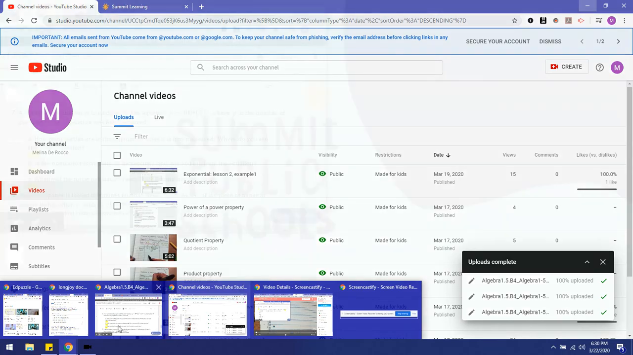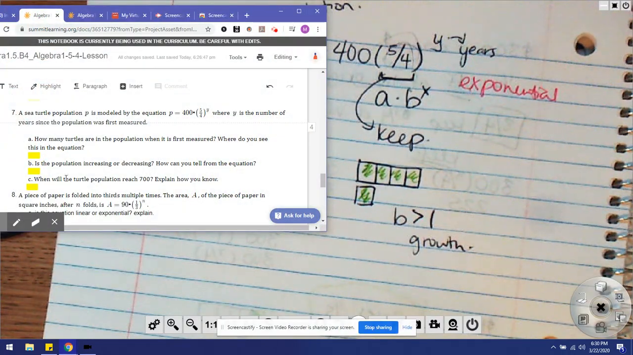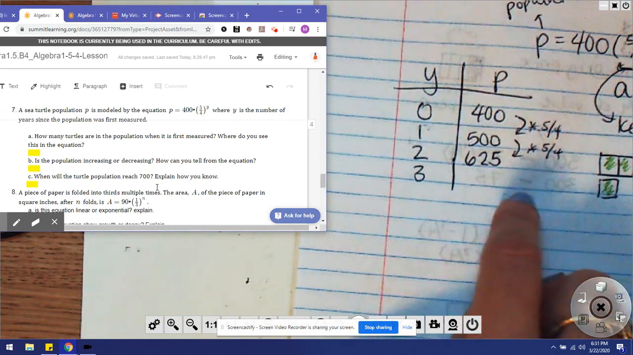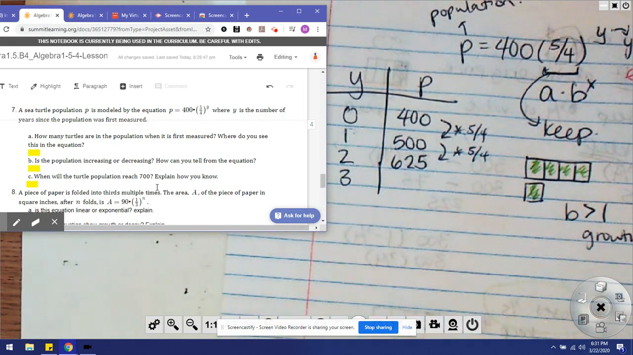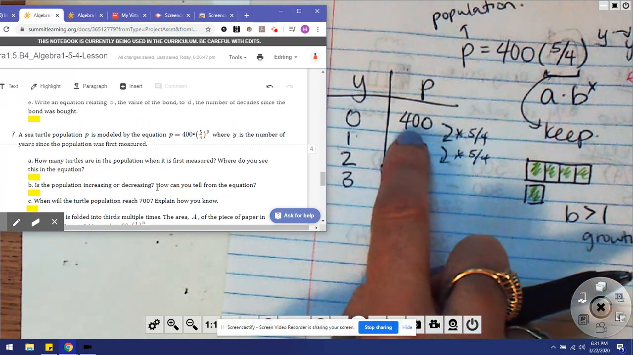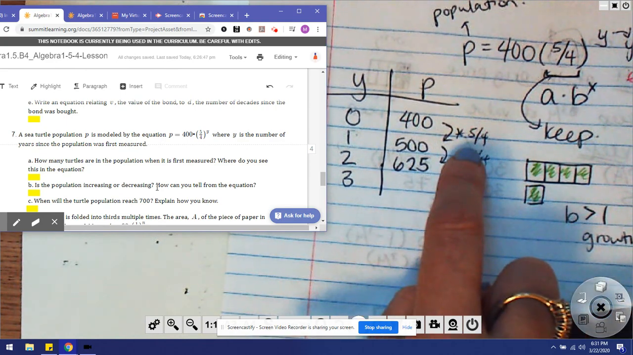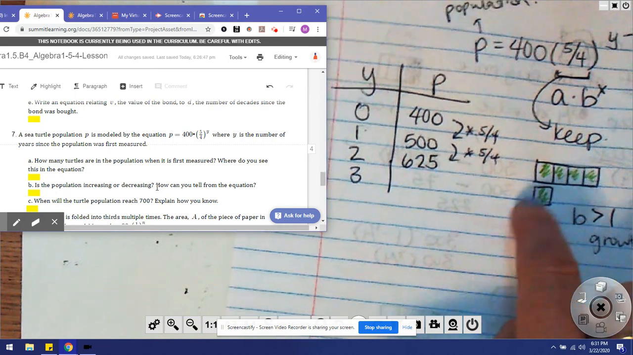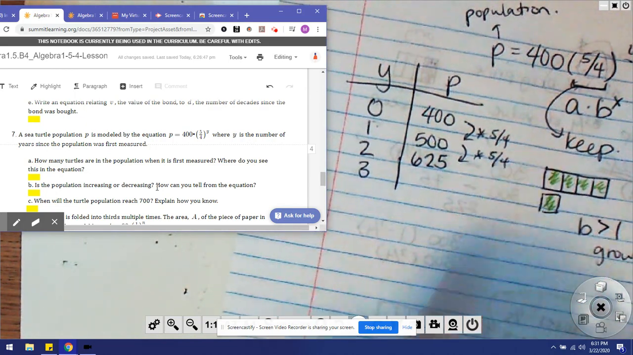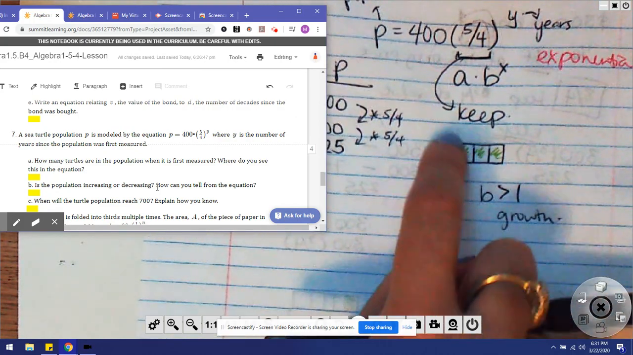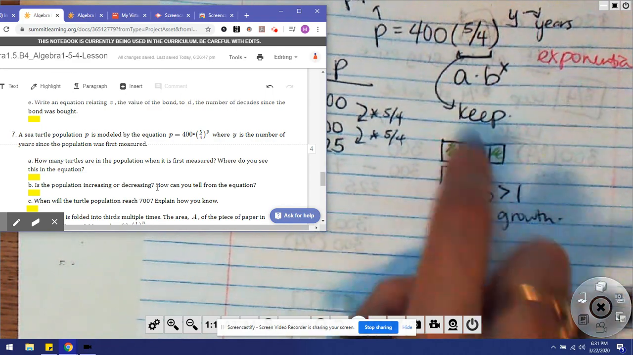Let's check in with where we are with the other questions. When will the turtle population reach 700? Well, I think I can do that by really just continuing to grow my table out and see when it is going to reach more than 700. The 400 in the story represents how many turtles there were to begin with, and the 5/4 indicates that I'm keeping 100% of my turtles and growing by 1/4 more every year because that is my extra above 100%. Again, this is a growth function because I'm keeping more than 100% of my population.